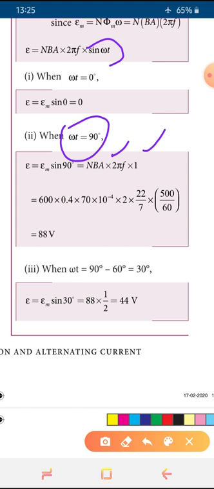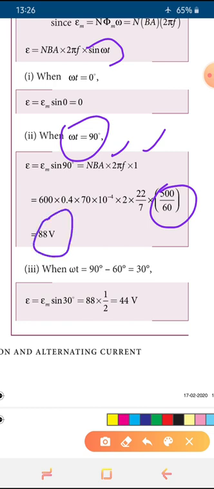And there is a substitution. So number of turns is 600, B is 0.4 and area is 70. It is given in centimeter square, that is converted into what? Meter. Then it will be taken as 10 power minus 4. Then 2 is constant. Then the pi value we know is 22 by 7, we can use 3.14, into frequency. Revolution per minute is 500, but here it is given as 500 per 60. It is converted into seconds. In one minute 60 seconds are there. So 500 divided by 60. We are solving everything. It gives the answer of 88 voltage.